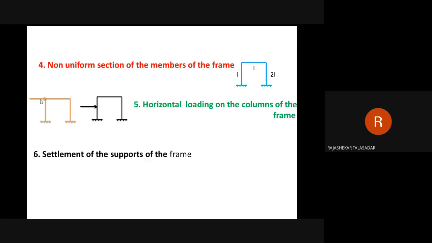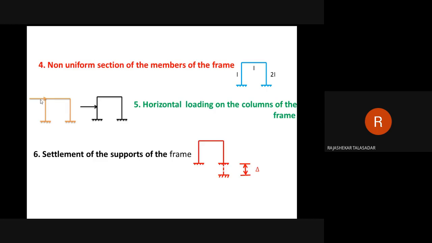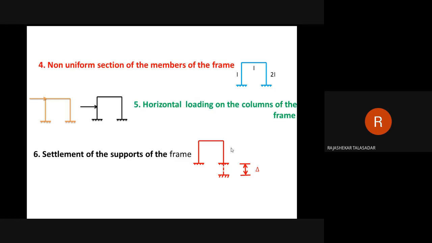Next reason is settlement of the supports of the frame. So far what you have used is horizontal movement. Now here this is a vertical movement. Suppose you are standing on a platform of two different stones. Suppose one stone suddenly gets broken, then what happens? I think your leg goes down. That is also vertical translation taking place in this kind of settlement.